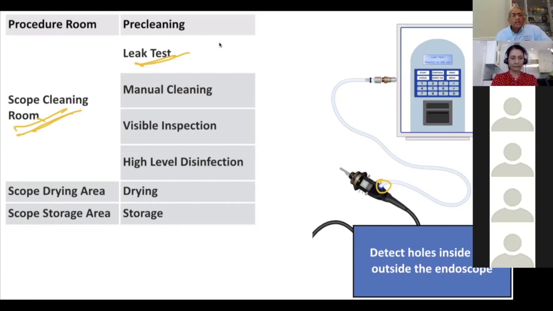This leak test must be done before the scope goes to manual cleaning. If you do not do the leak test and there is a hole, that scope will be flooded during the cleaning process, and it could be a very, very costly repair. So it's very important to do the leak test and then document that you did the leak test before the scope went for manual cleaning.